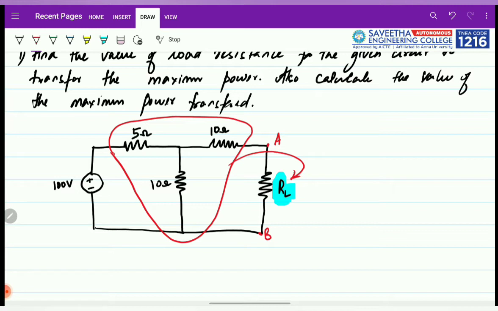So we can follow the same procedure as in the last case. In the last case we found the RTH value by open circuiting the load side and short circuiting here. So we had 5 in parallel with the 10 ohm resistance, and finally the next 10 ohm resistance was in series.